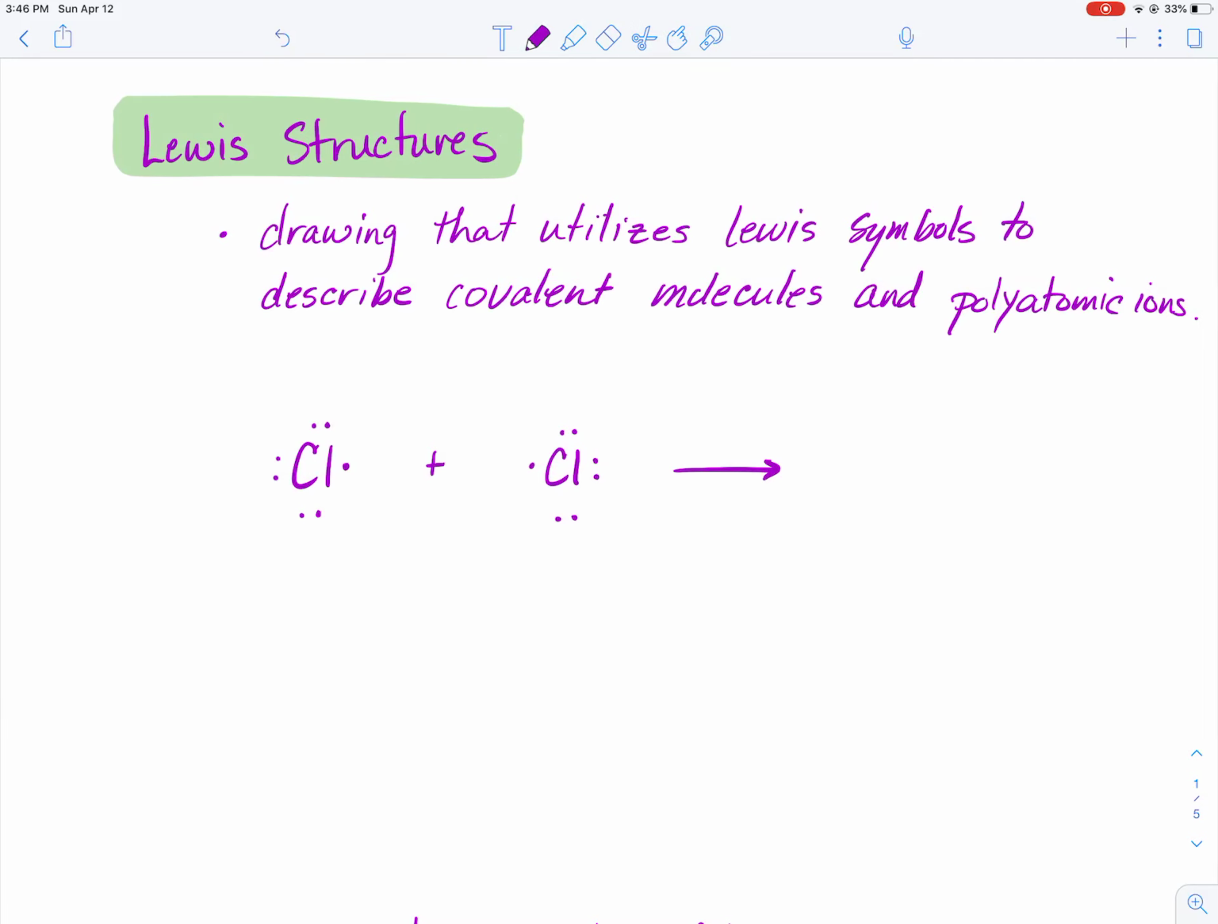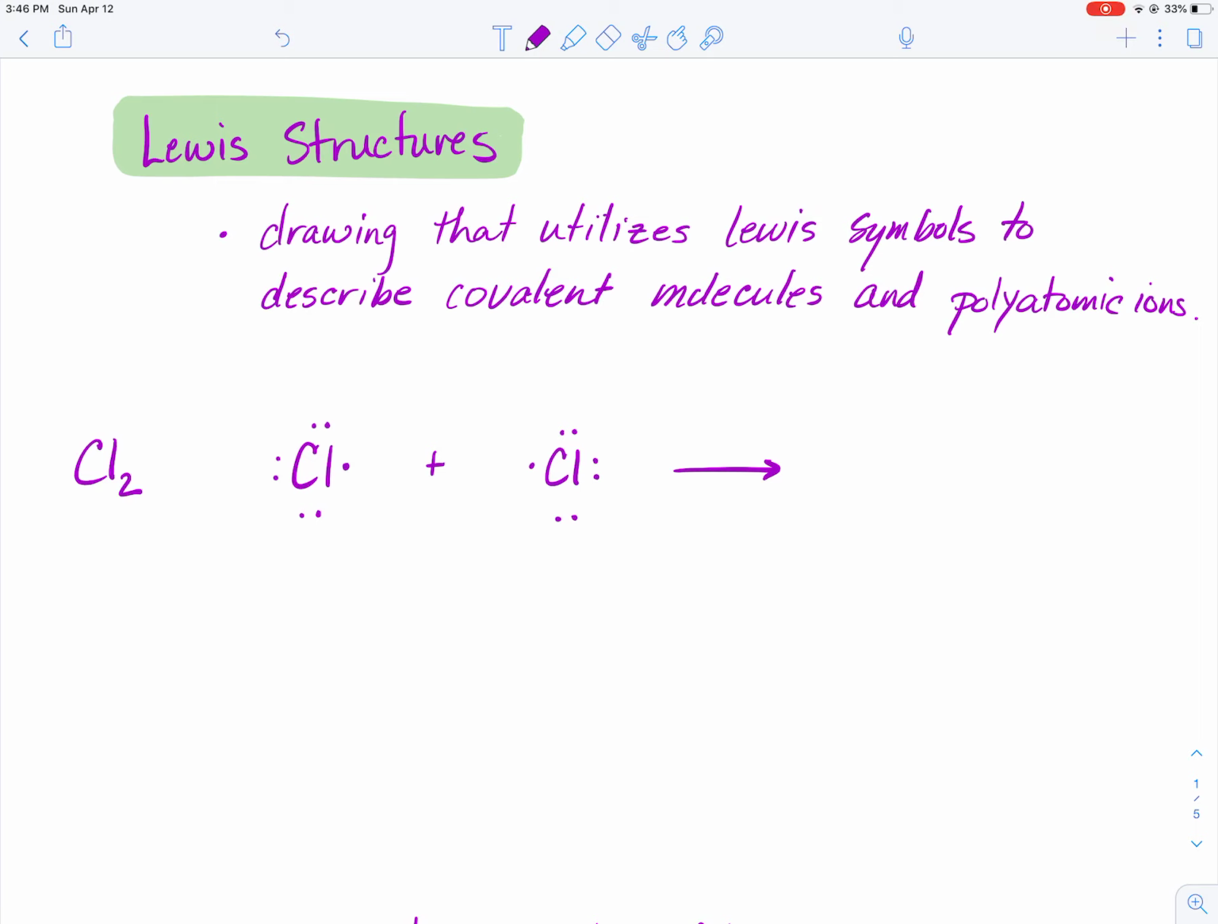In this video, we're going to look at something called Lewis structures. Lewis structures are essentially a drawing that utilizes Lewis symbols to describe covalent molecules and polyatomic ions. One particular structure that I'm going to show how to draw here in a second is the structure of Cl2.